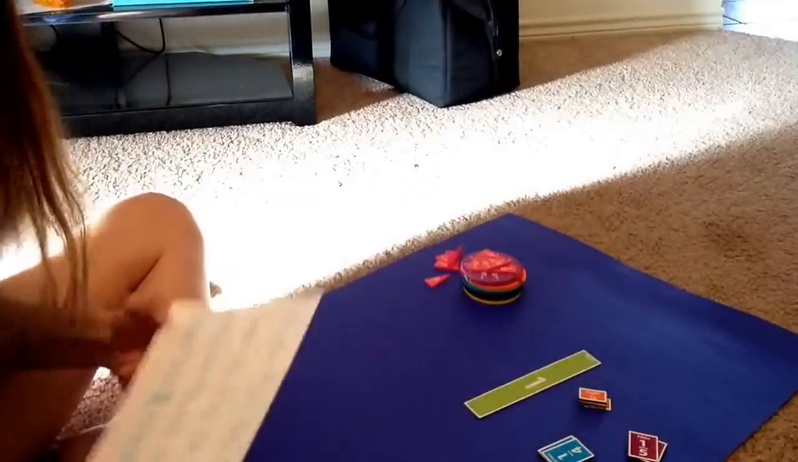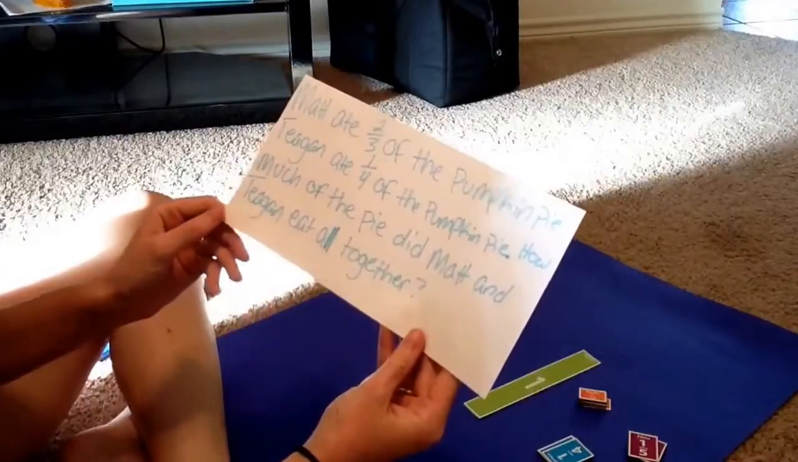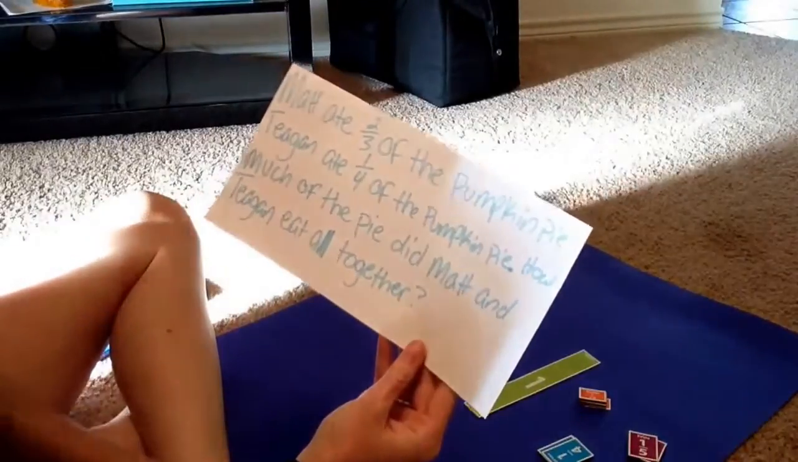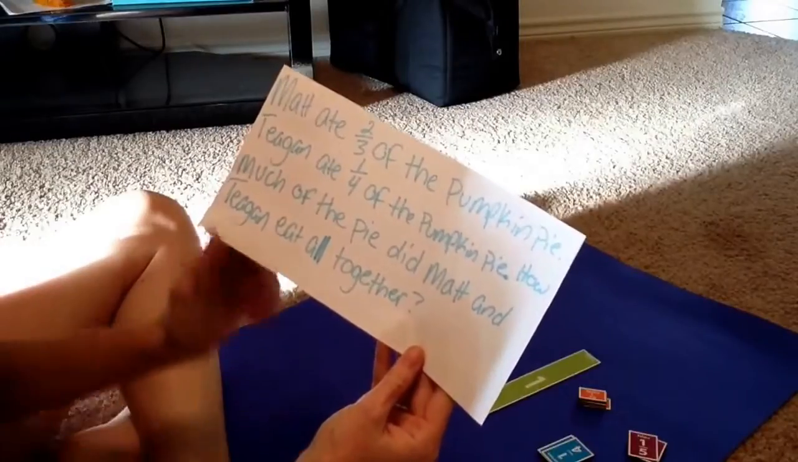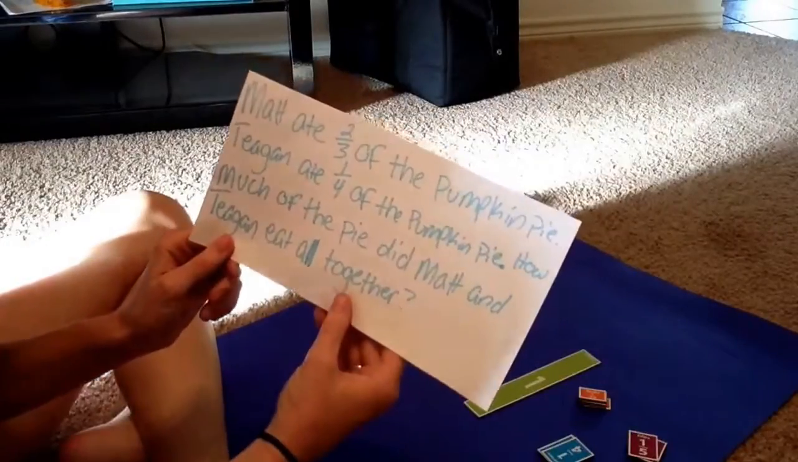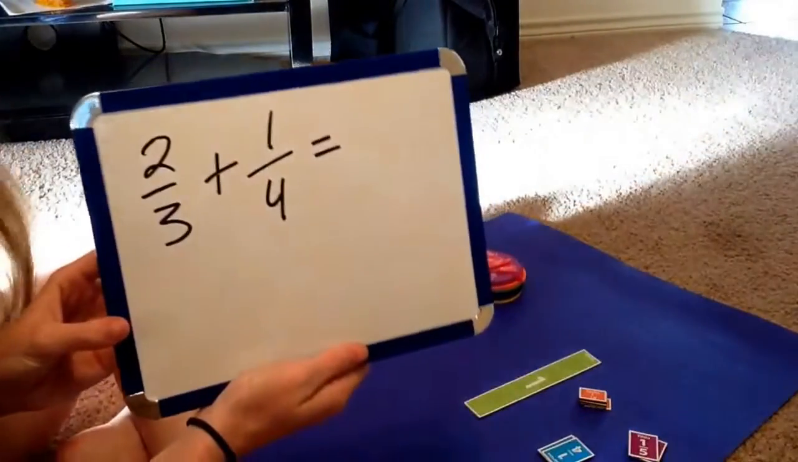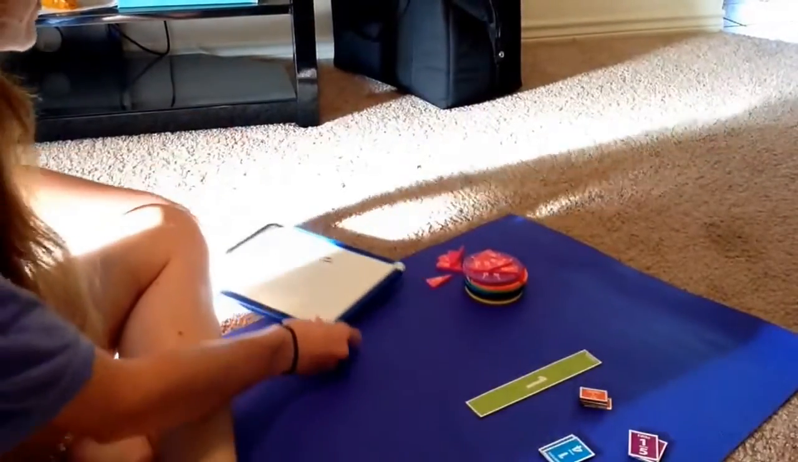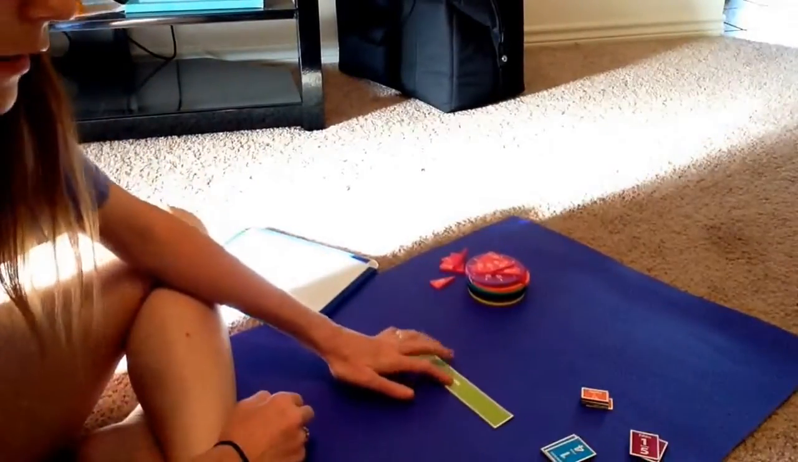The problem that I'm going to be using today is: Matt ate 2/3 of the pumpkin pie. Tegan ate 1/4 of the pumpkin pie. How much of the pie did Matt and Tegan eat all together? So we have 2/3 plus 1/4. And I'm going to show you how to do this with the linear model.